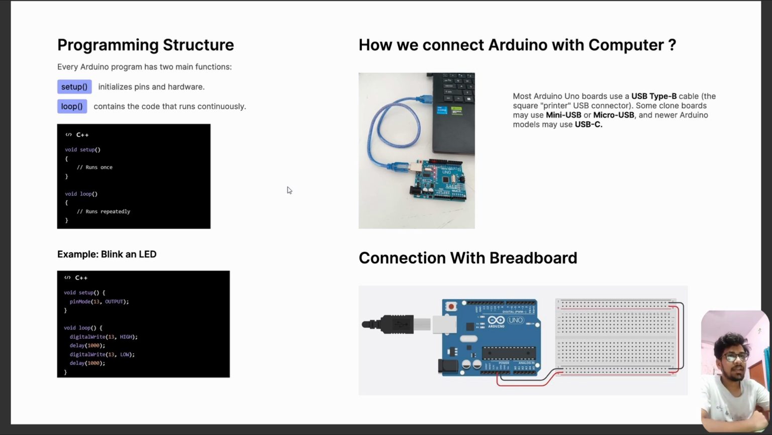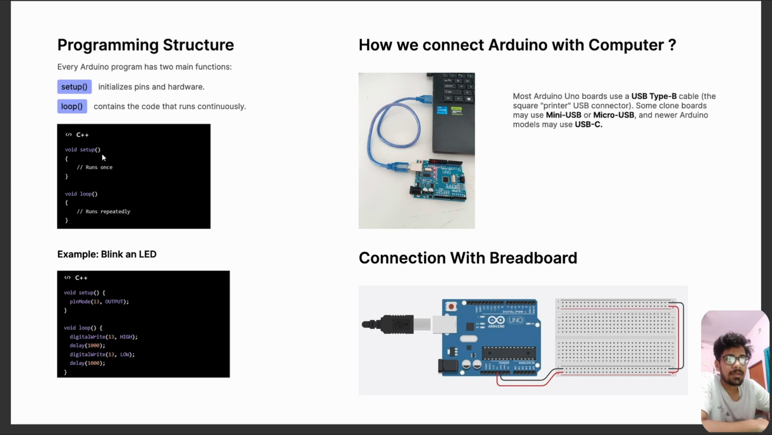Now let's see the programming structure. Every Arduino program has two main functions. First, setup, which initializes the pins and hardware. In this setup, we initialize the pins and hardware, and it runs only once. And we have loop, which contains the code that runs continuously. Basically, this is the structure.